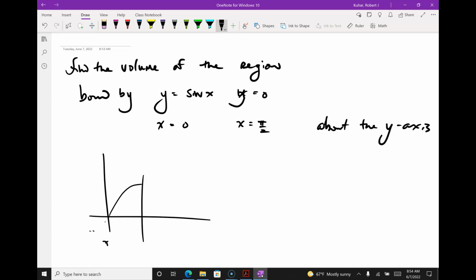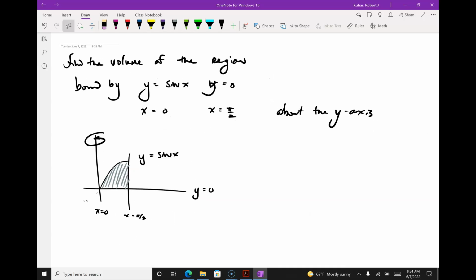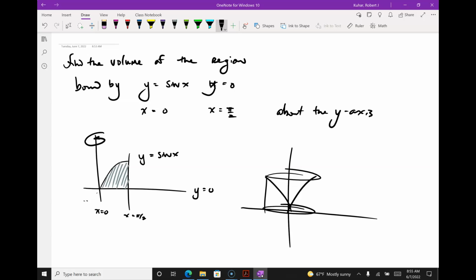So we're taking x equals 0, x equals pi over 2, right? Y equals 0 and y equals sine of x. So I can see my region is here, but I want to rotate it about the y-axis. So again, kind of that glass, but maybe the drain funnel, right? Like when you empty a sink, you can see that funnel hollow in the middle.